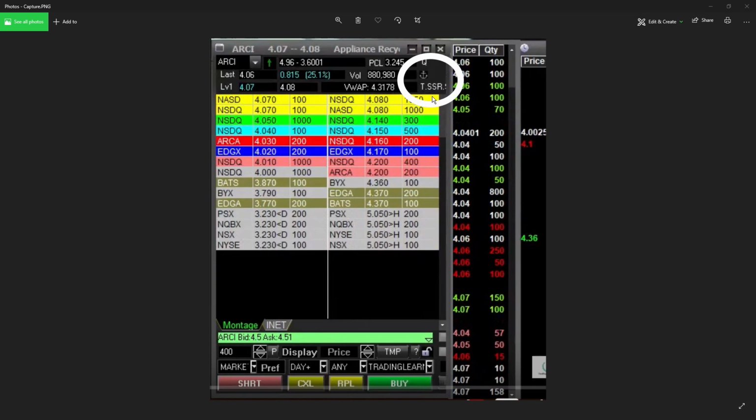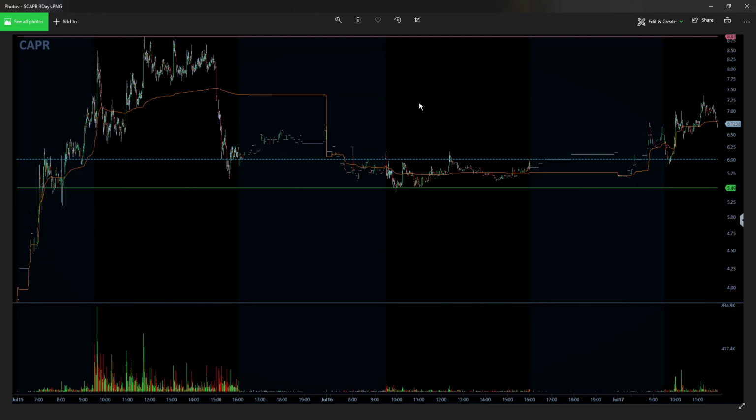So how does SSR get activated on a stock? I have a chart up right here just to show you an example. How they plot it: if a stock falls 10% or more from the previous day's close, they will activate SSR, short sale restriction.